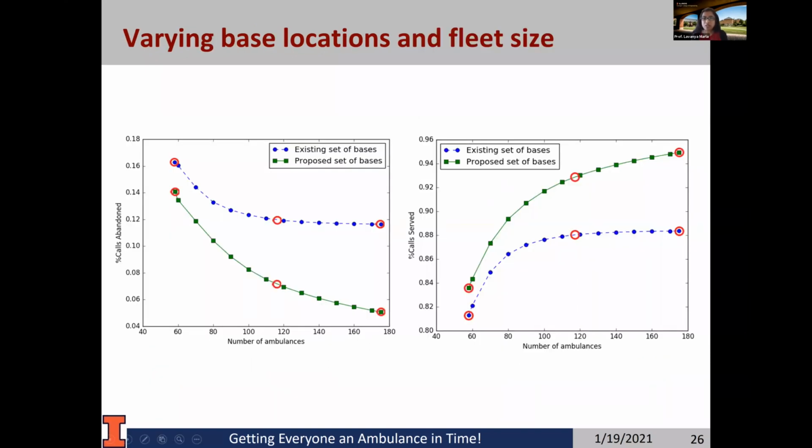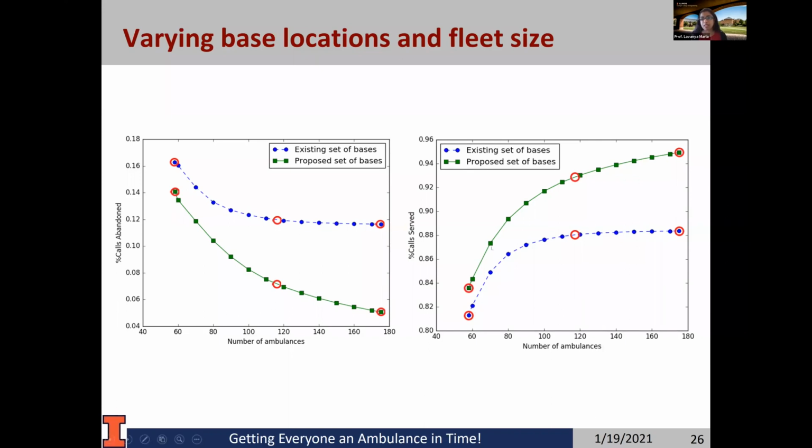Now, what we also show is instead of just tripling the fleet size and not changing the base locations or doing network design, if we do both of these in conjunction, we can do successful service far better. So this green curve is where we actually redesign both the bases and look at various fleet sizes. So with the current fleet size, I can serve, instead of less than 80% of the population, I can serve about 84% of the population.